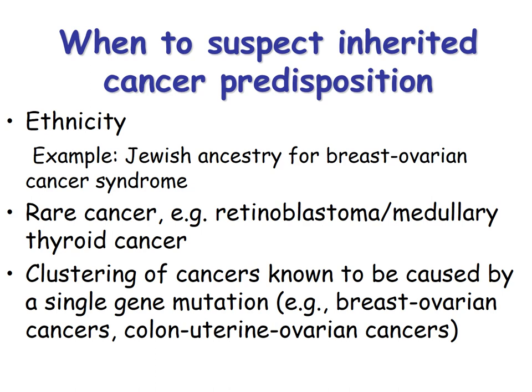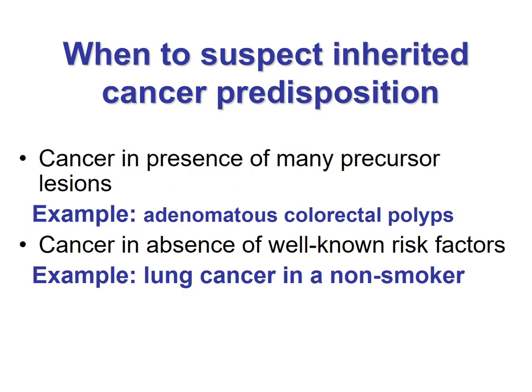Now, certain ancestry like Jewish ancestry is known to be predisposed to breast ovarian cancer syndrome. So ethnicity also is considered for giving genetic counseling. Retinoblastoma and medullary thyroid cancer are also rare cancers, which are rarely formed without an inherited cancer gene. Now, clustering of cancer is known to be caused by a single gene mutation, like a person having both breast and ovarian cancers, or colon, uterine and ovarian cancers, which is also a clue for inherited cancer predisposition.